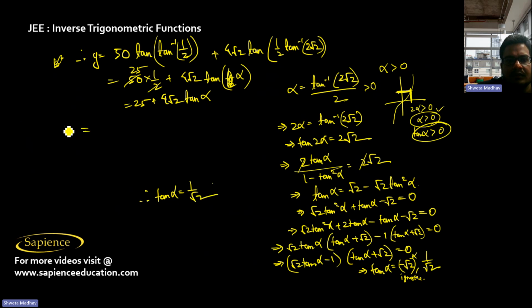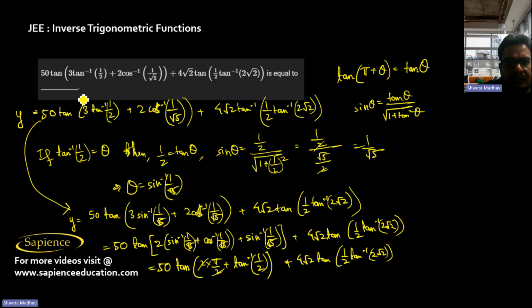So therefore the value of y which is being asked is 25 plus 4 root 2 into 1 by root 2. Root 2 will cancel. 25 plus 4, that is 29. So 29 is the answer. The value of y is 29.